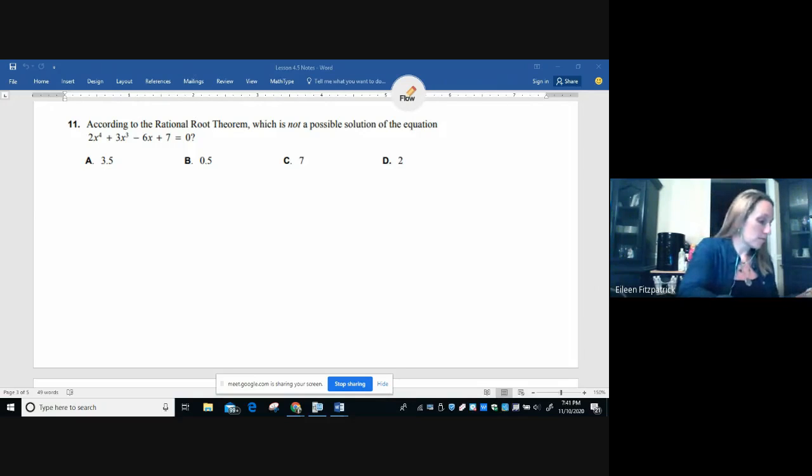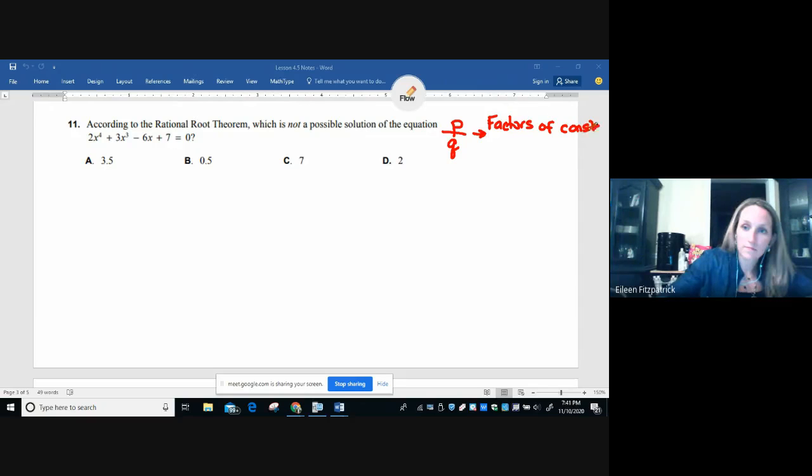Sorry, I'm on the wrong page in my notebook. All right. So we're going to do P over Q, which instead of P and Q, you might want to think of as factors of the constant over the factors of the lead coefficient. Okay, so the constant is 7. The only factors of 7 are 1 and 7. The lead coefficient is 2. The only factors of 2 are 1 and 2.